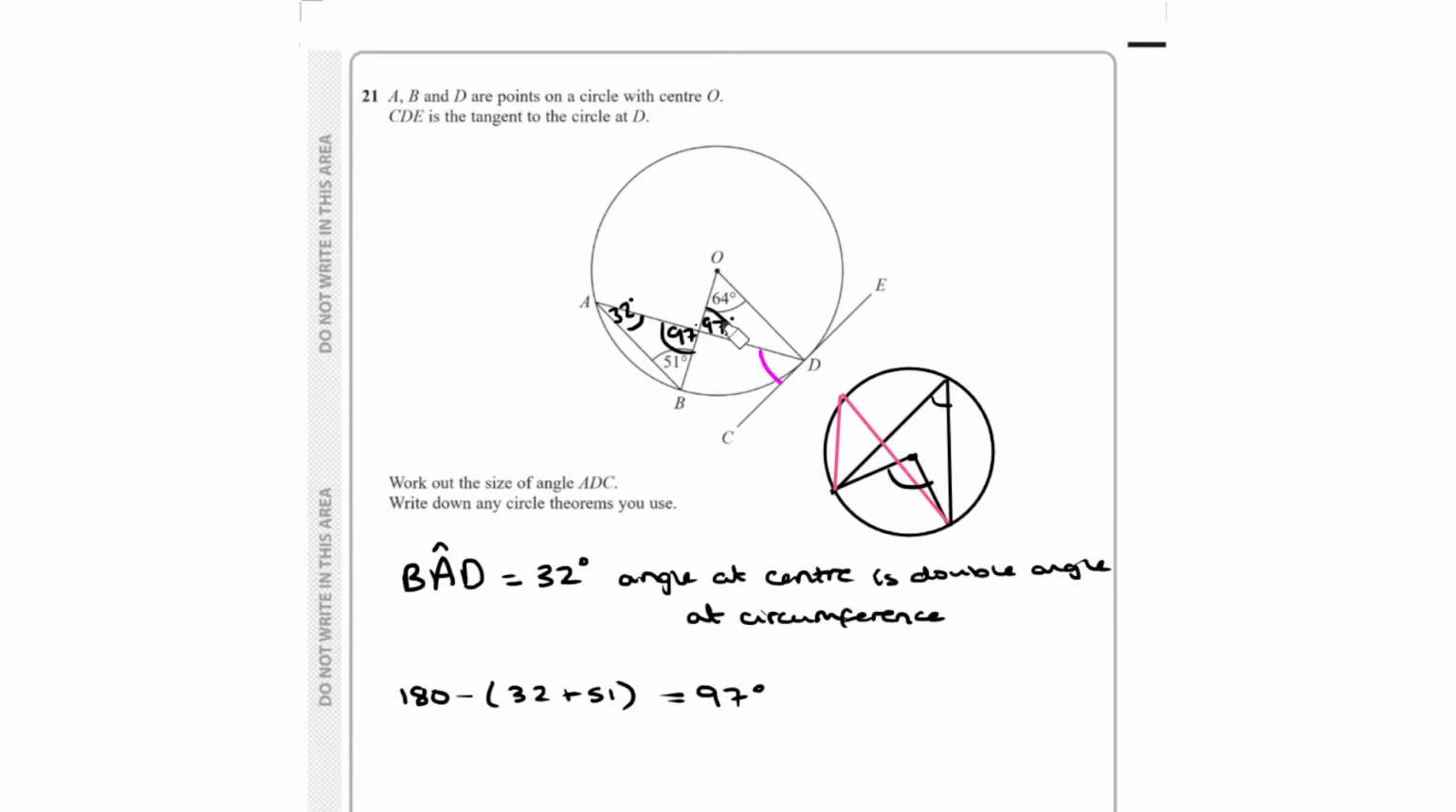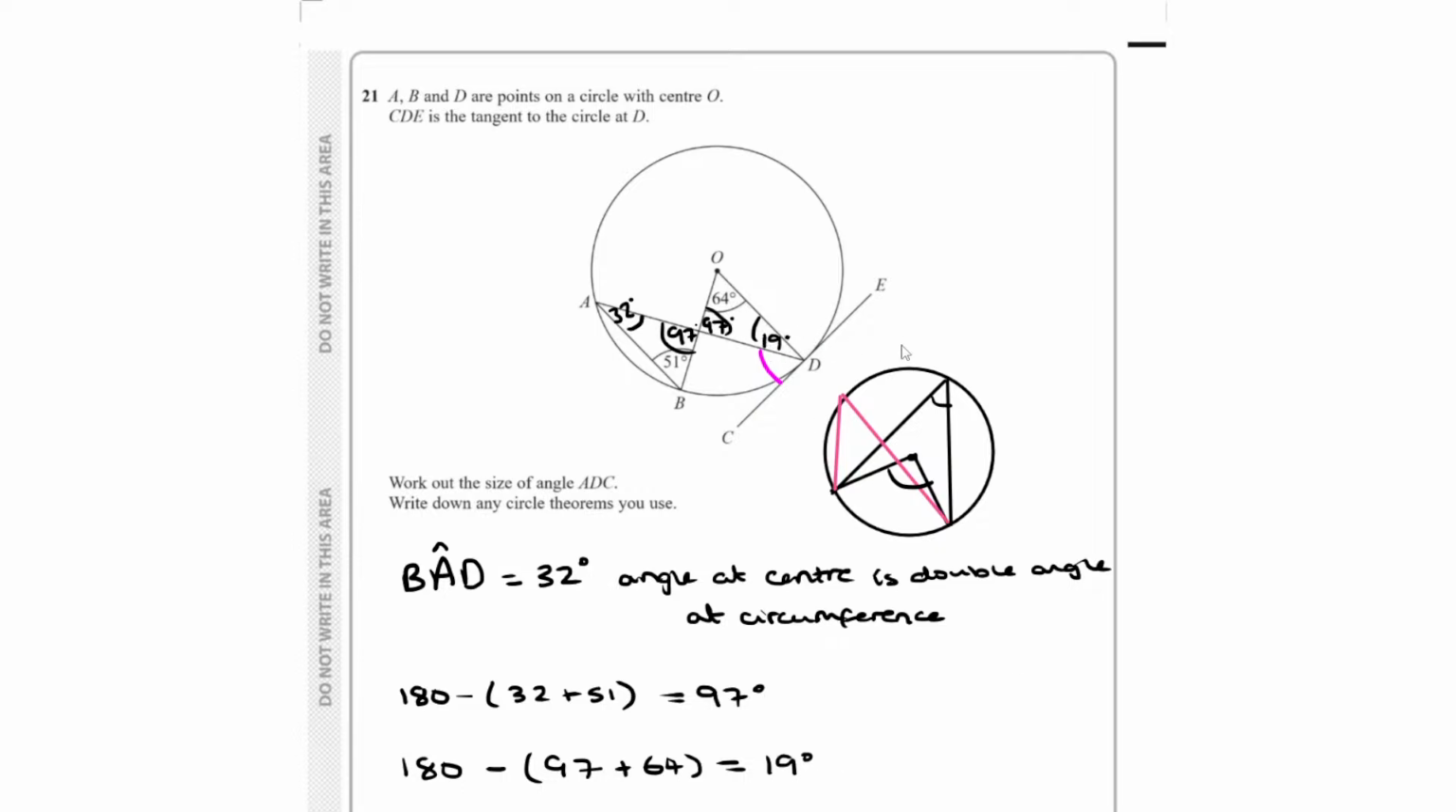So then that one over there is also 97, which is not a circle theorem, I've just used an angle fact there, so we don't really need to write that one down. And then I did the same logic again where I said, well, that's now a triangle, isn't it? The OD and then this one here. So I did 180 again, 180 minus 97 minus 64, and that gave me 19. So that would be this angle here.